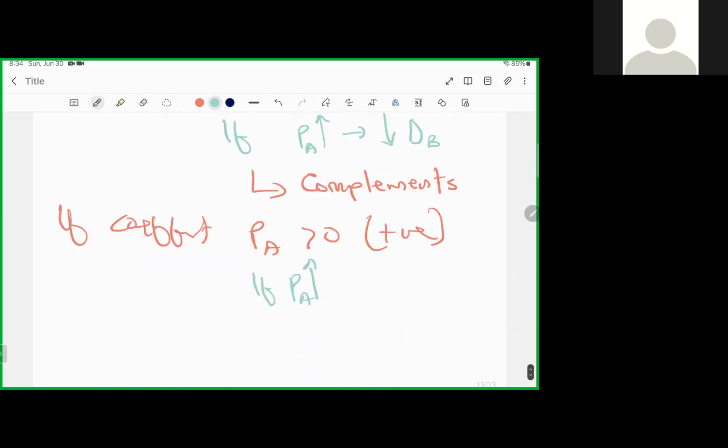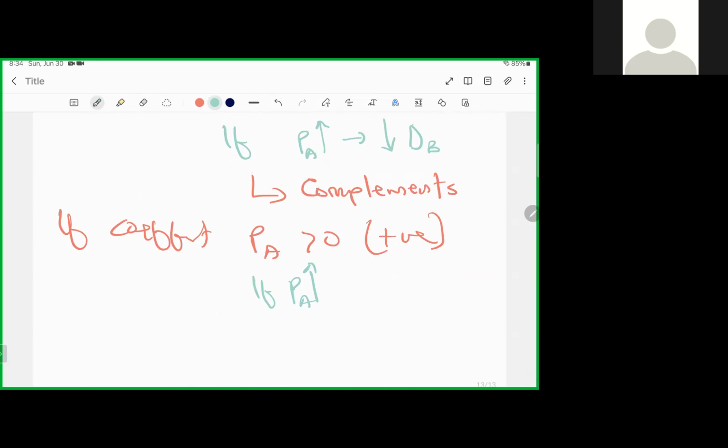So in this particular case, an increase in the price of a particular good will lead to an increase in the demand for the other good. An increase in the price of a good leading to an increase in the demand for the other good. What type of good are we looking at? We are looking at these two goods, A and B, as substitutes.